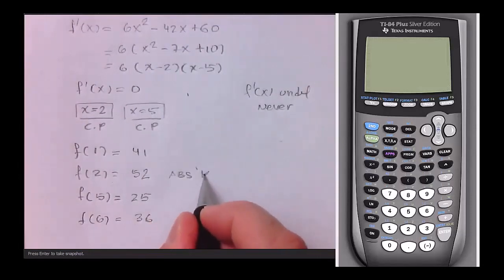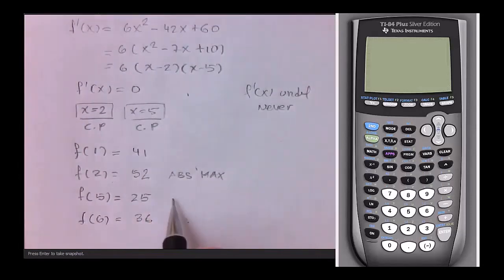Absolute maximum. And the smallest value is the absolute minimum, which is this one here.